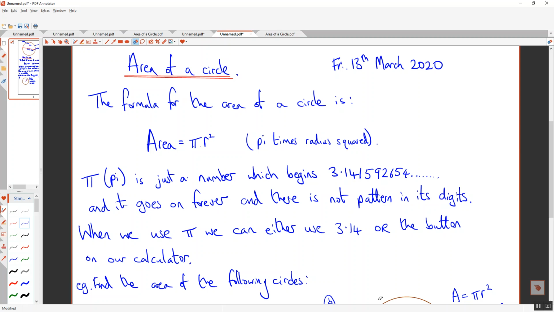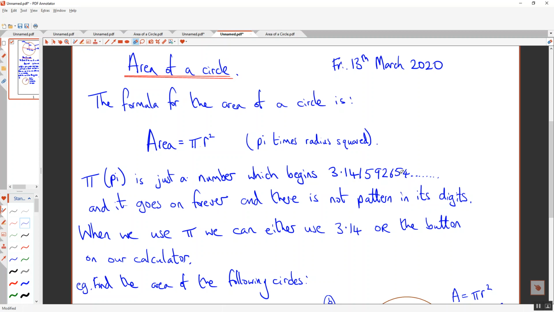So this is what we looked at on Friday, the area of a circle. The formula for the area of a circle we looked at was pi times the radius squared, okay? Now we said the pi is just a number, 3.141592654, and it goes on forever and ever, and there is no pattern in its digits, okay? So we can't predict what the next one would be.